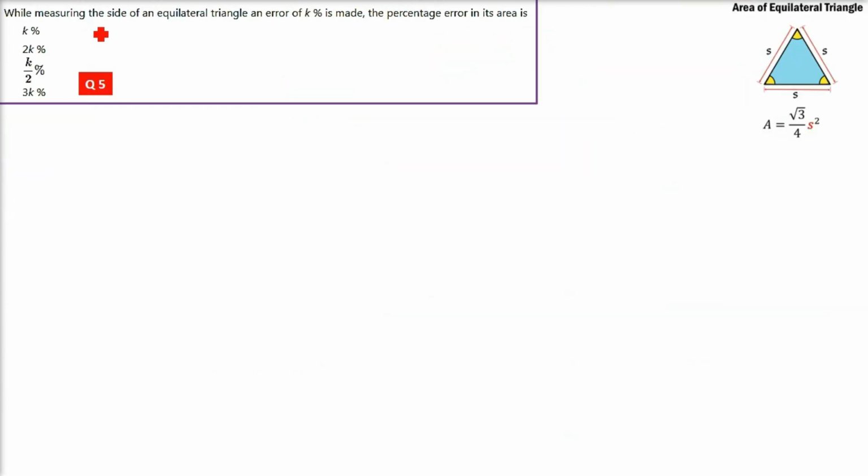While measuring the side of an equilateral triangle, an error of k% is made. The percentage error in its area is? Equilateral triangle means equal angles, equal sides. All sides are equal, all angles are equal. Let us call the side x. We have delta x by x into 100 already given as k%. The percentage error in its area. Area is what? Root 3 by 4 x square.